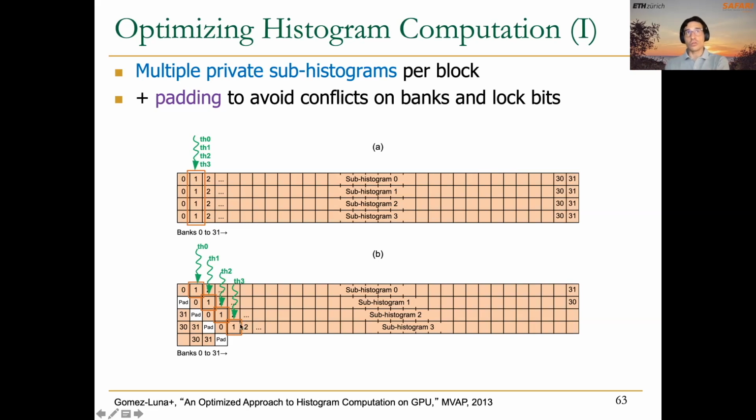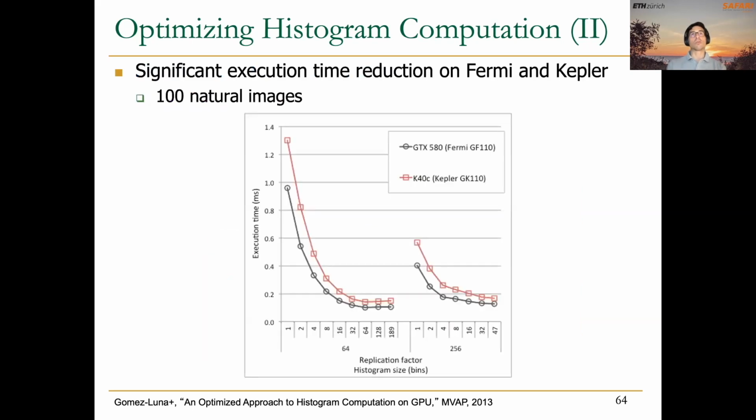So one thing that we could do to avoid these conflicts is to use some padding. As you see, we leave here some empty memory locations such that we shift the mapping of the subhistograms on the shared memory. And this way, if we have these 4 threads that want to update the same bin in different subhistograms, they are also updating it in different shared memory banks and with different lock bits. And that greatly improved the performance of the histogram computation on the older GPU architectures.